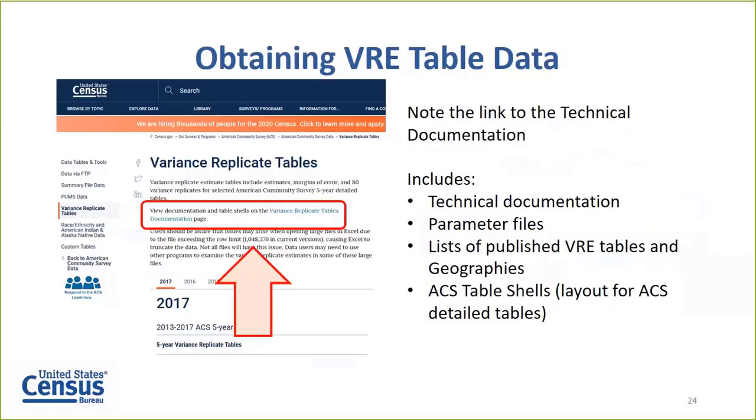The table shells are the ACS Detailed Tables without any data so that you may see the layout of the table and what characteristics are available in each one of the tables. So I'll now show you how to access the data.